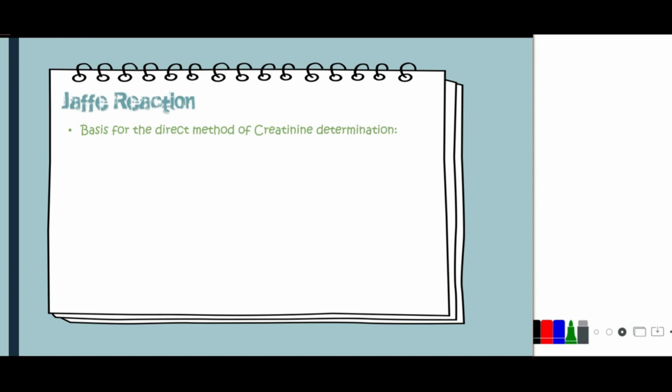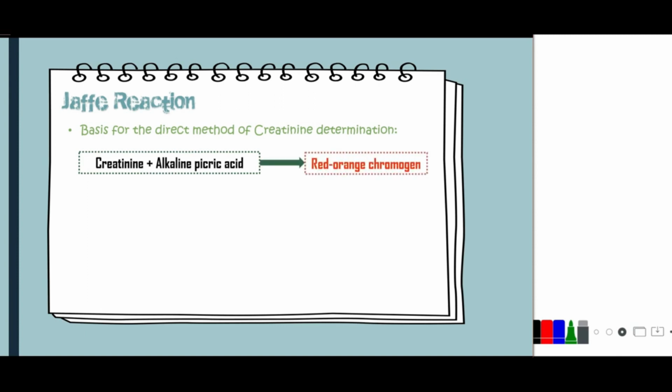So this is actually represented by this reaction here, wherein creatinine is allowed to react with your alkaline picric acid. We make use of your picric acid here, and the action of picric acid is optimal if it is present in an alkaline environment, which is why we add your sodium hydroxide. So creatinine plus alkaline picric acid will result in the formation of a red-orange chromogen. So this is the Jaffe reaction that we are talking about for your creatinine determination.